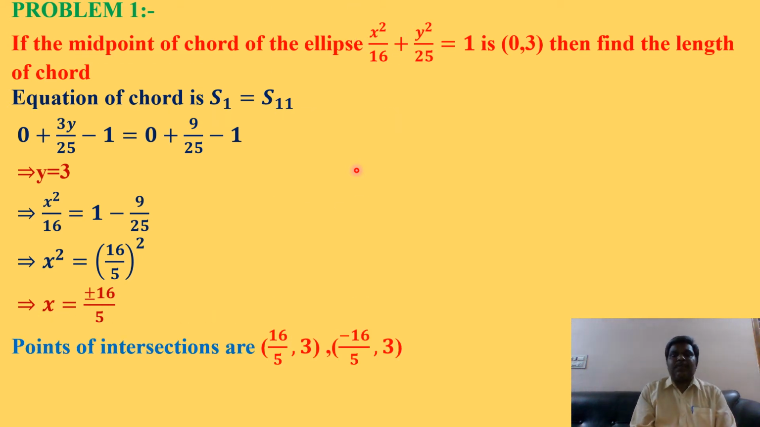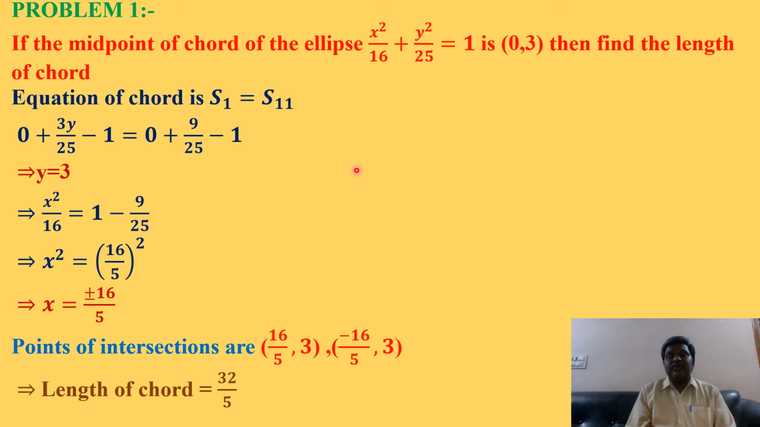Their points of intersection are (16/5, 3) and (-16/5, 3). So these are the extremities of our chord. Once you know the extremities of the chord, can you find its length or not? Just find the distance between the 2 points, which is 32/5, because the y coordinates are fixed. So the distance is 16/5 plus 16/5, that is 32/5. The length of the chord is 32/5 units.